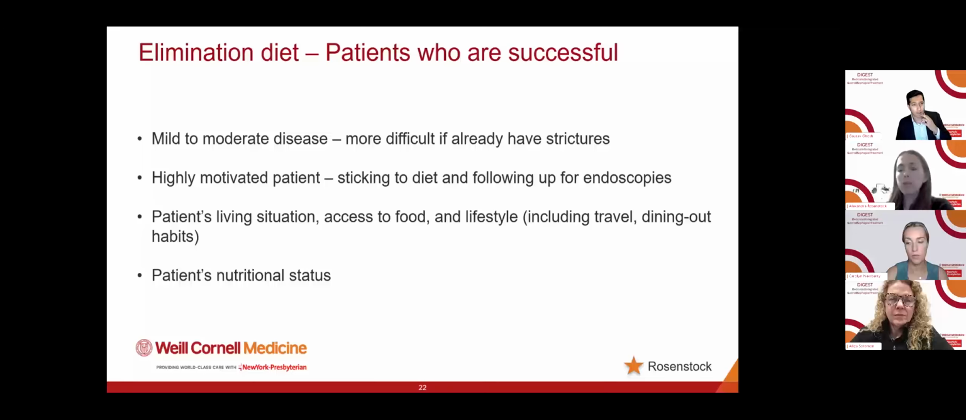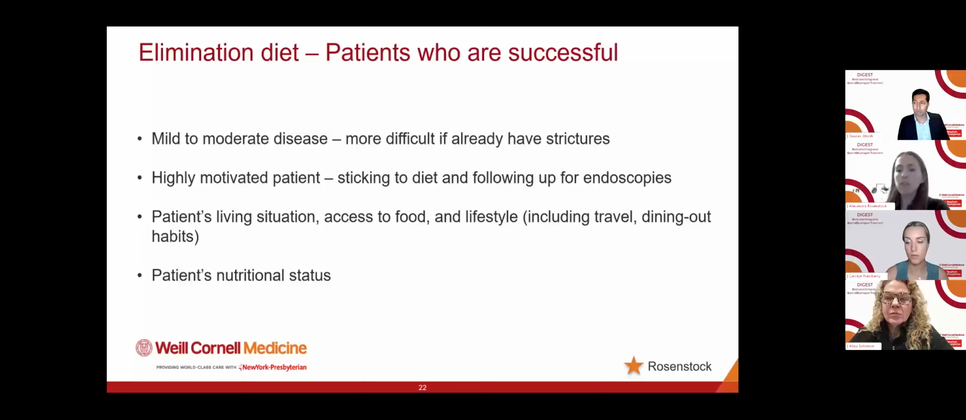We also think about where are they getting their food from? Do they have access to some of the more specialty foods that they may need, like the non-dairy, non-nut cheese? And so are they going to be able to buy these things? Do they have access to a kitchen to prepare their own food? Because this is quite difficult to do relying on takeout, or do they have a job where they're traveling all the time and they are not able to cook their own food? Those are some of the things that I consider when discussing this with a patient.